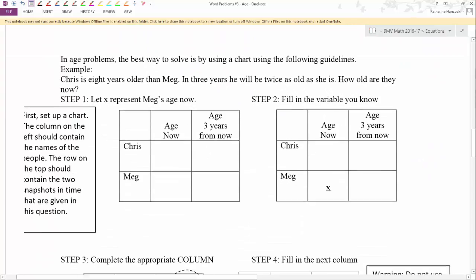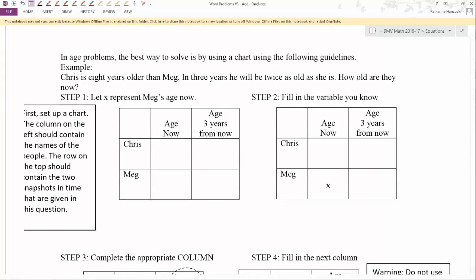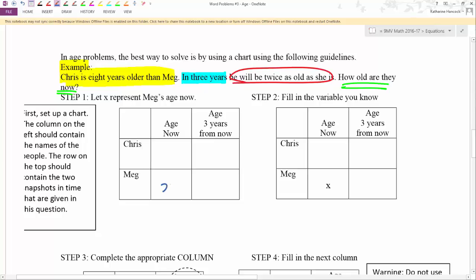Now in age problems, like it says, the best way to solve is by using a chart. So we're going to go to this example here. Chris is 8 years older than Meg. In 3 years, he will be twice as old as she is. And then they're asking us, how old are they right now? Step 1, X is always going to be the younger person. And I'm just going to go ahead and fill in just the one chart here up at the top. So Meg is going to be X.